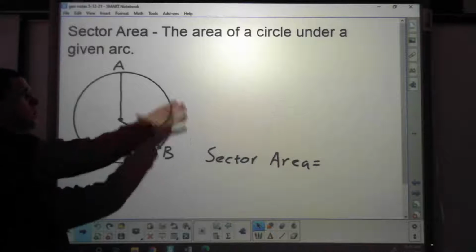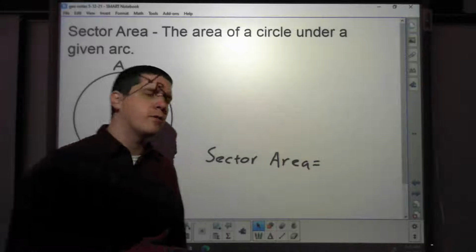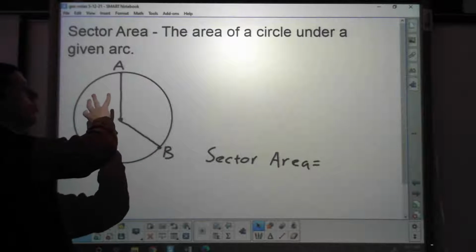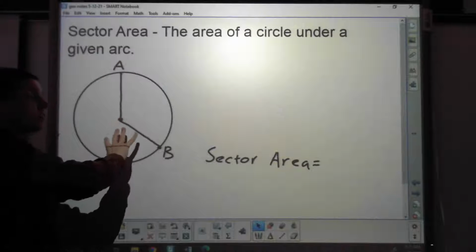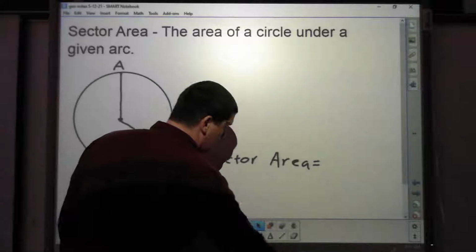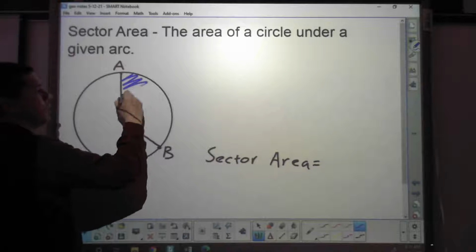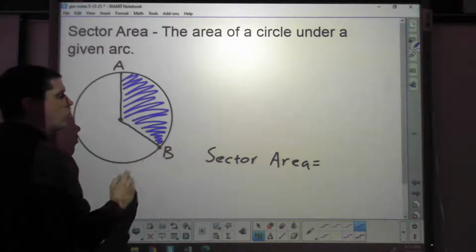So right here, we talked about area. That was last chapter. We're talking about all those different areas and things like that. So now when I'm looking at this whole circle, I can find the area of that whole circle. But really, if I just wanted the sector area of AB, I'm talking about wanting this right here.